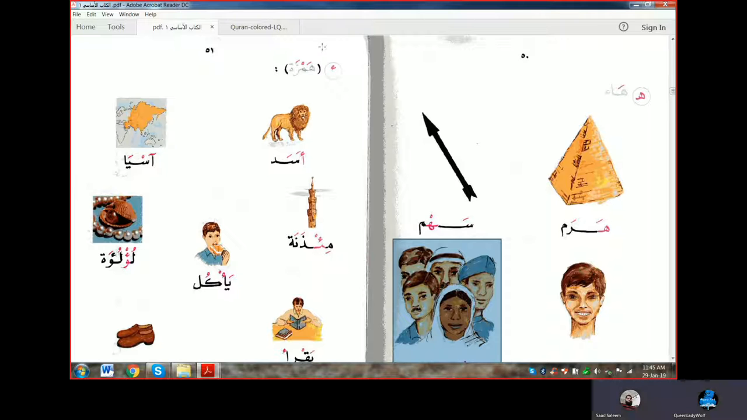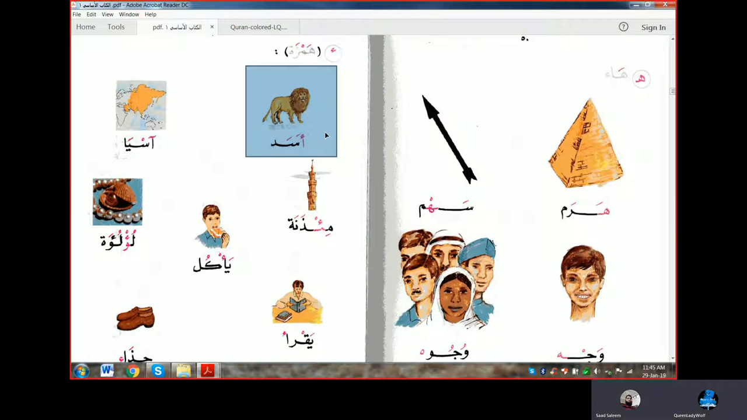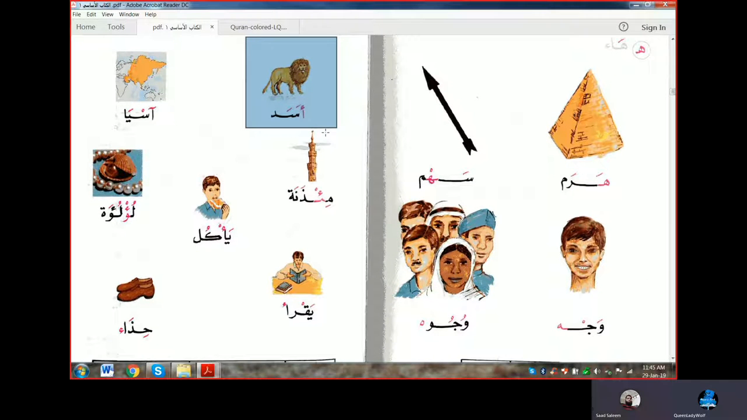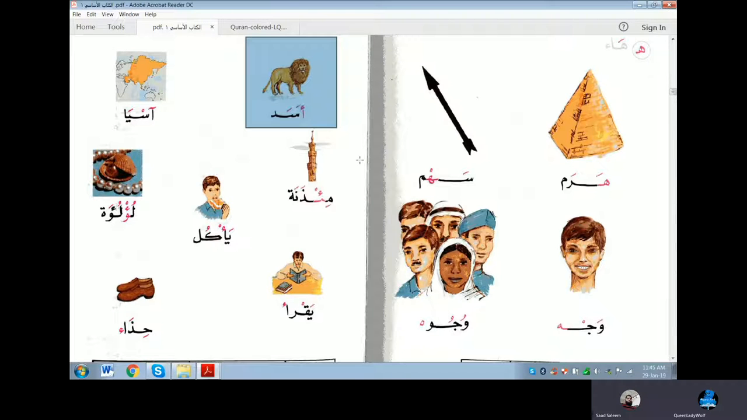Next, we have read this alphabet. This alphabet is Hamza. Then Asad, the lion. Yes, lion king.